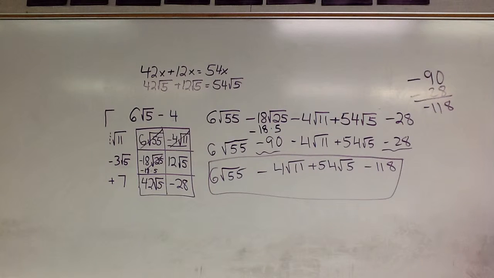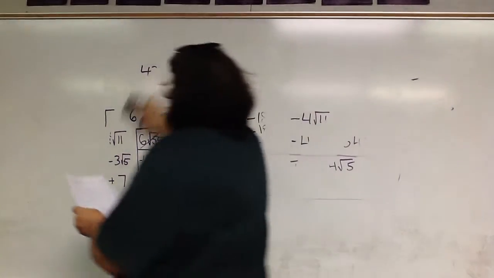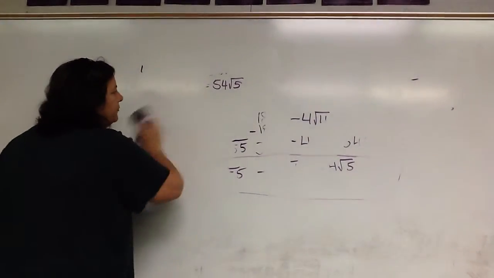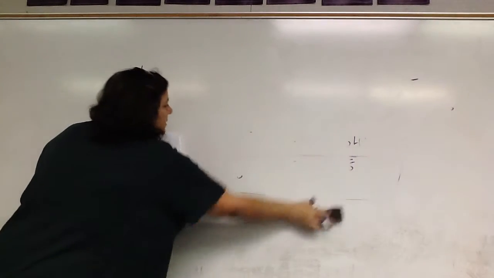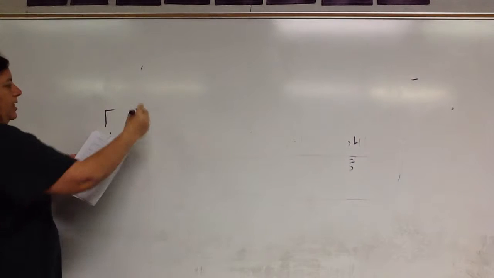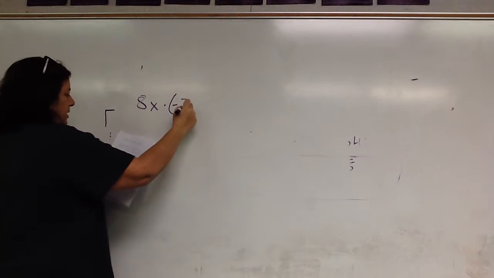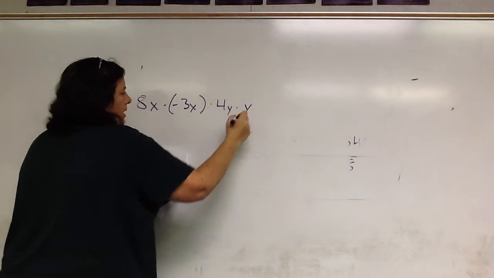Okay, so I'm going to go on to letter E. This is numbered strangely. Letter E asks us to rewrite in combined form. So what we seem to have here for this one is just a bunch of multiplication. I have 8x times negative 3x times 4y times y.